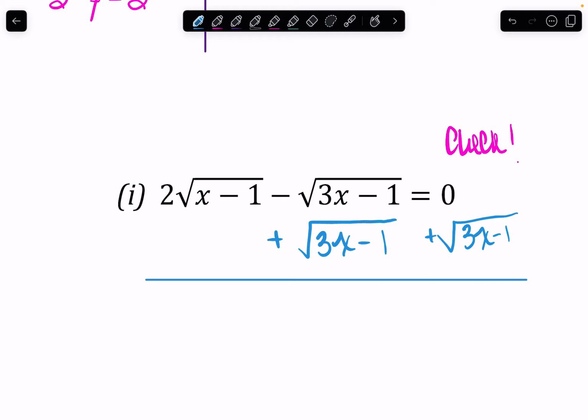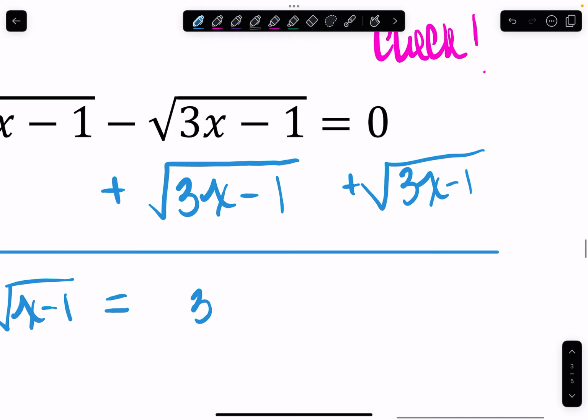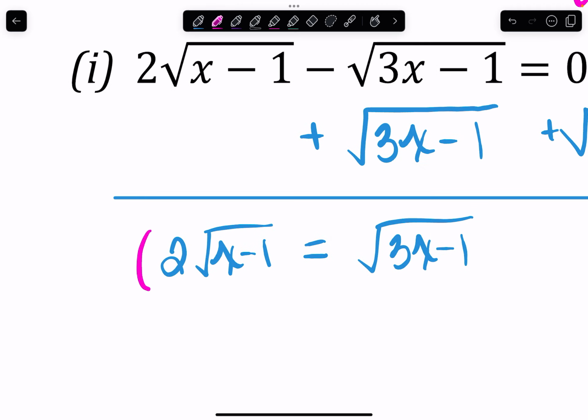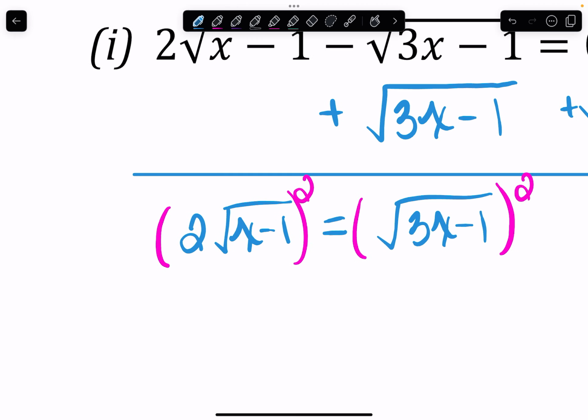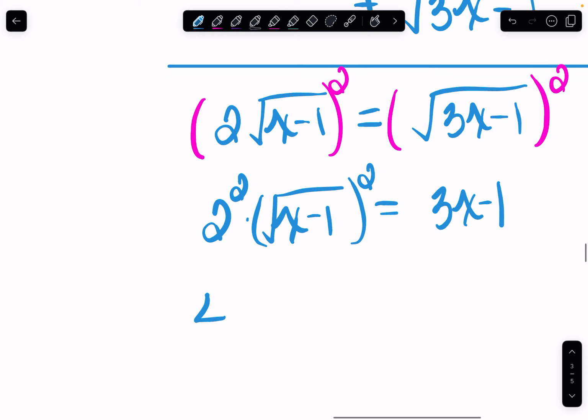Handwriting's getting terrible. All right, so we have 2 times the square root of x minus 1 equals the square root of 3x minus 1. So we want it by itself. It is by itself, so we're going to square both sides. Left side, remember that exponent, the 2 goes to the 2, so it's actually going to be 2 squared times the square root of x minus 1 squared. On the right side, the 3x minus 1 is coming out. 2 squared is 4. The square root squared takes out the x minus 1.